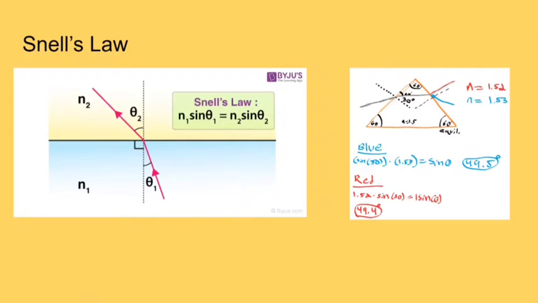This formula is n₁ sin θ₁ = n₂ sin θ₂. n₁ equals the incident ray, n₂ equals the refracted ray, sin θ₁ equals the incident angle, and sin θ₂ equals the refracted angle.